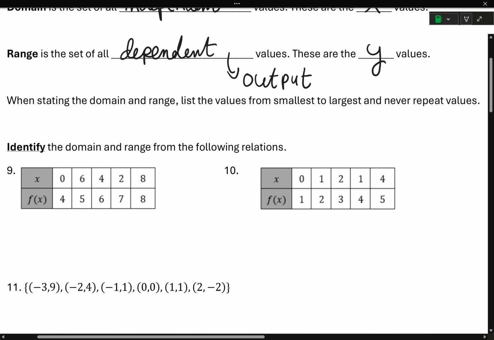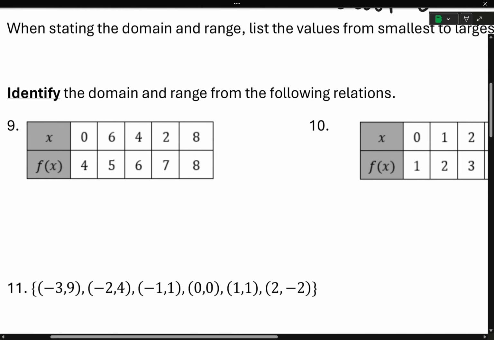Let's identify the domain and range for a couple of relations. Now, you don't have to necessarily have a function to have domain and range. It just has to be a relation. For tables, this is how we're going to write domain and range.